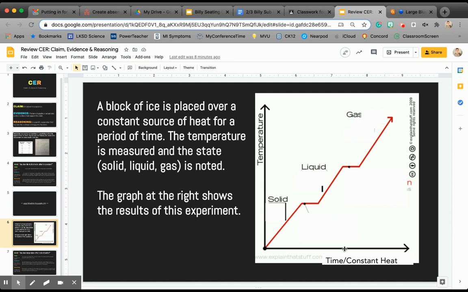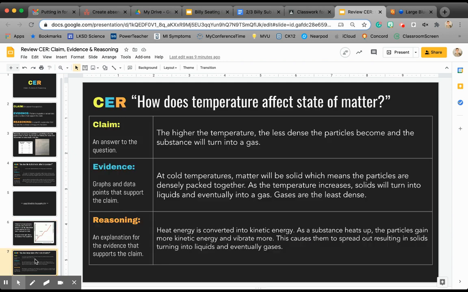We have time on the x-axis, and just a reminder that we have a constant heat source that entire time. On the y-axis, we have temperature. So notice that this seems to be a direct relationship because it's going up and to the right. That would tell us that as time is going on and temperature is increasing, we're seeing changes from solids to liquids to gases. Okay. So let's see if we can write a claim, evidence, and reasoning about that.